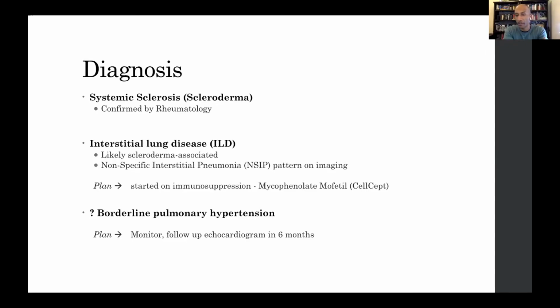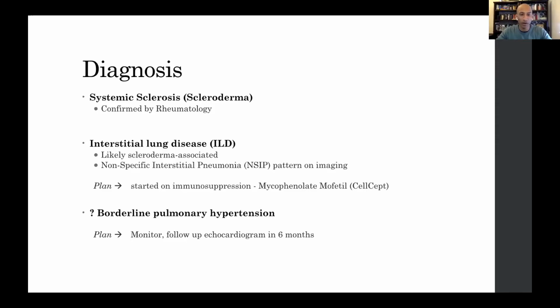NSIP. The pattern name is not that important, but this would be the most typical pattern you would see in scleroderma-associated interstitial lung disease. Based on the degree of reduction in lung volumes and based on how she was doing, we felt that we should treat her. And we chose to treat her with an immunosuppressant, something to reduce the inflammation in the body, called mycophenolate mofetil, or Cellcept.